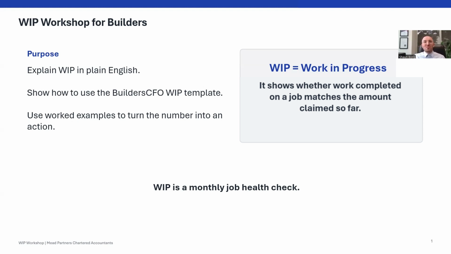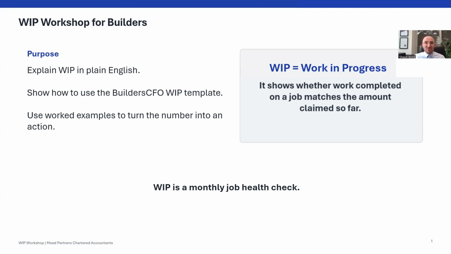So WIP stands for work in progress. For builders, it helps answer one of the most important questions in the business. Does the work completed on a job site match the amount that has been claimed so far? This is not just an accounting exercise. WIP is a job health check. It helps identify whether a job is underclaimed, overclaimed, or broadly on track.